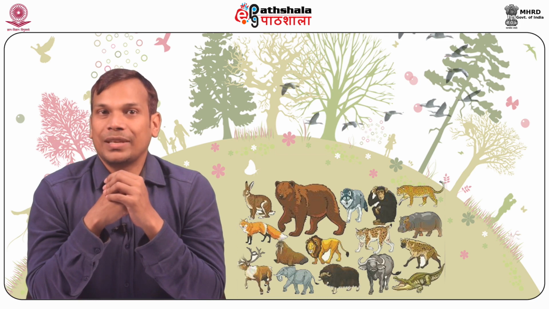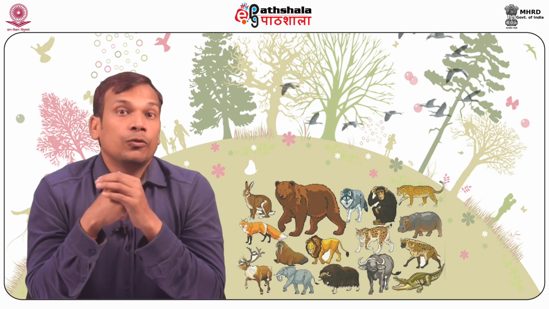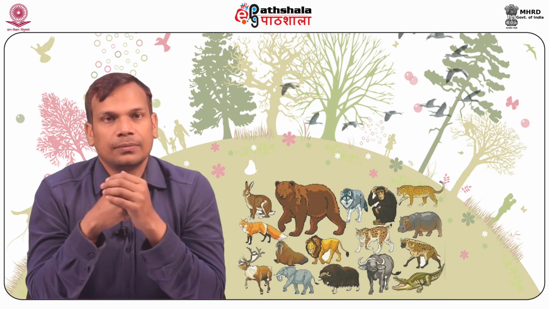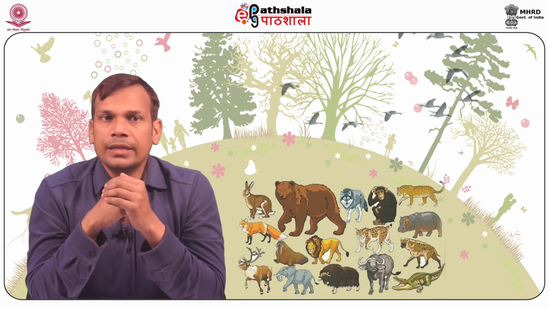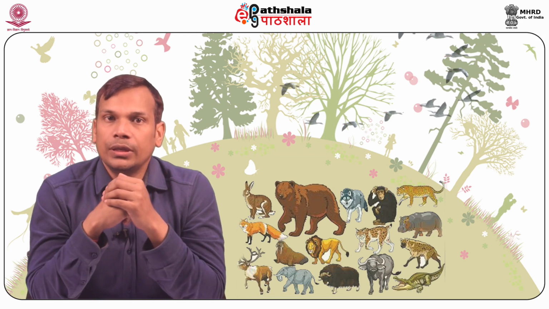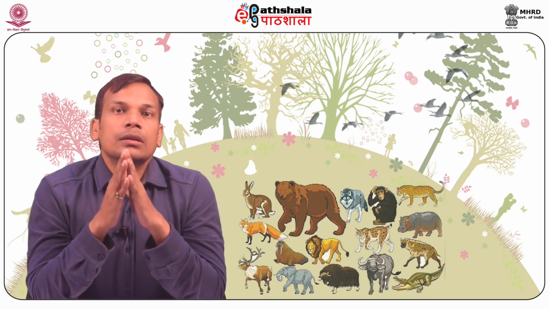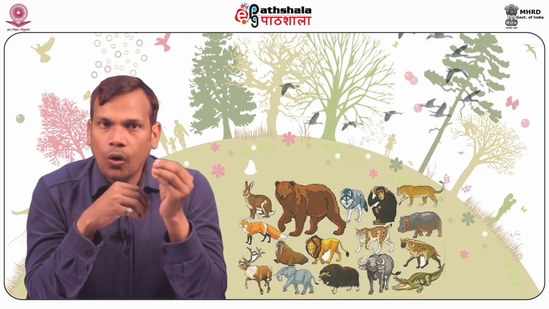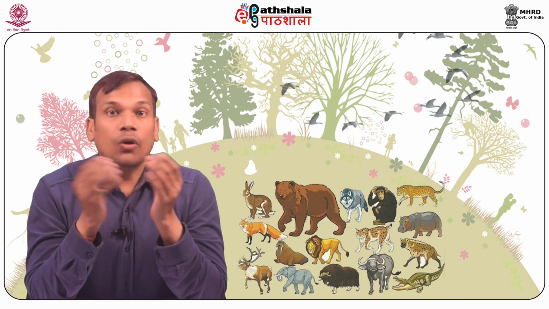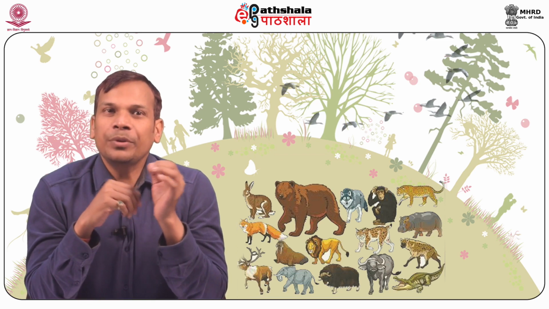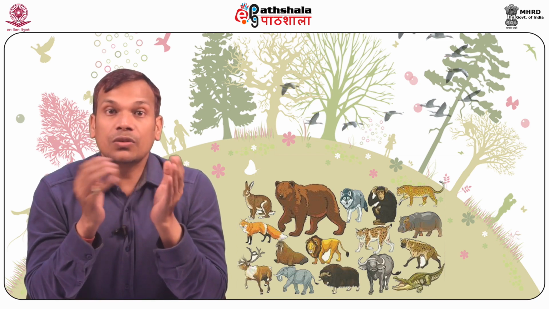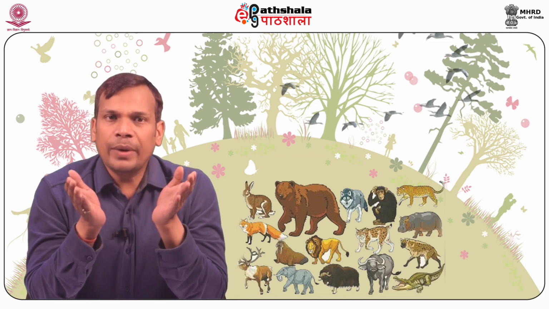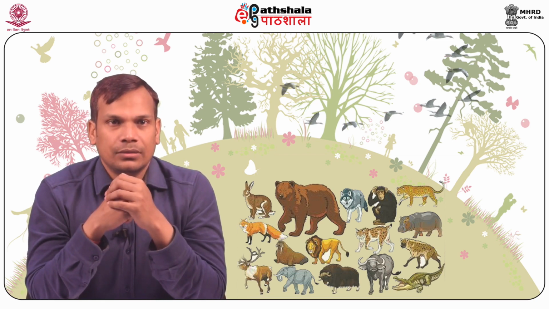Theories of climax. There are four important theories regarding the climax. The first theory is monoclimax theory. This theory states that in a given region, all land surface is occupied by the same type of community which is called the climax community. It is determined by regional climate.